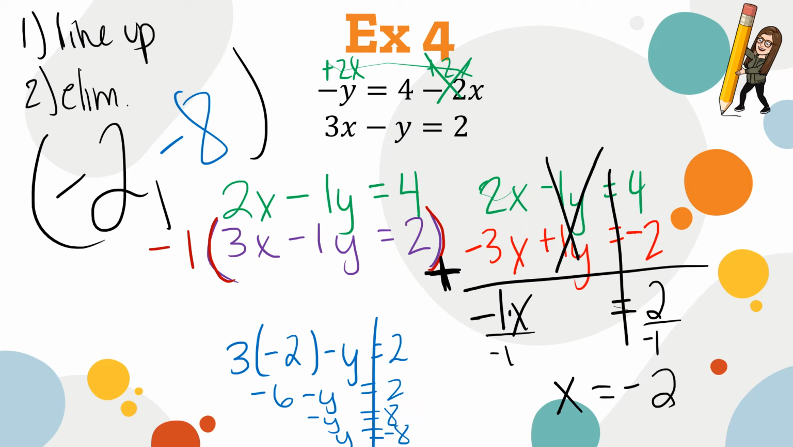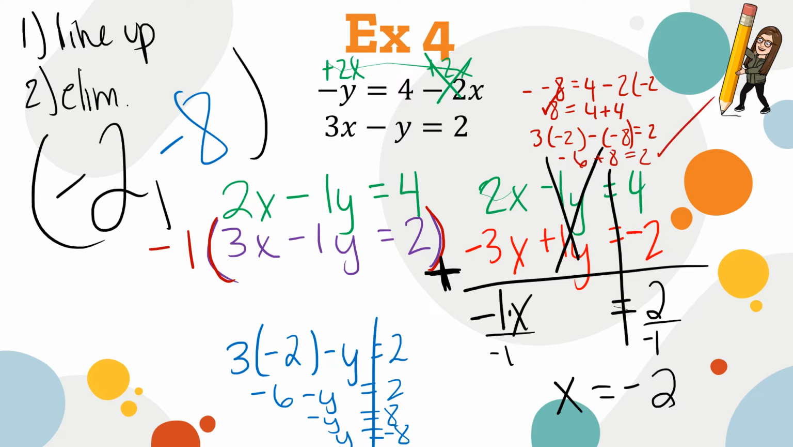Now, remember, don't walk away. Check your work. Negative 8 equals 4 minus 2 times negative 2. That'd be 4 plus 4. Does that equal 8? Yes, so far so good. 3 times negative 2 minus negative 8. Does that equal 2? Let's see, that'd be negative 6 plus 8 equal 2. Yes, right? Like you can use your calculator, you can do mental math, you can write it out like I did, but because I checked my work, I'm now confident that -2, -8 is my answer.